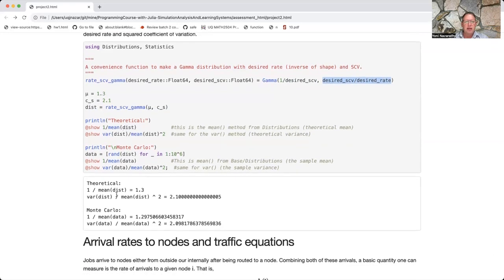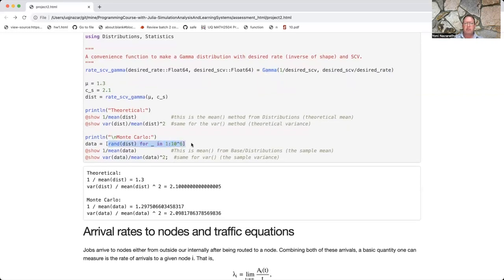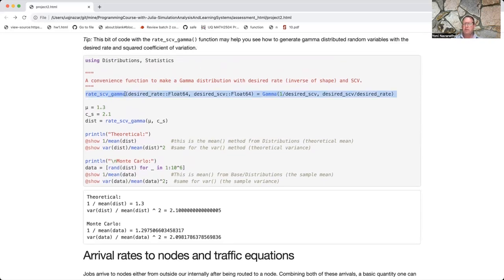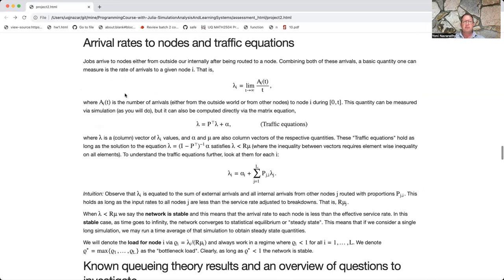And the mean of this is going to be the inverse of 1.3. And the squared coefficient of variation, the variance divided by mean squared, is going to be, as you specify, 2.1. You can see this either via a theoretical calculation, using the methods mean and var on this gamma struct, or by doing Monte Carlo, where we generate 1 million of these, take the sample mean and the sample variance, and see these values. So that's a useful little one-line helper function that can help you create those.